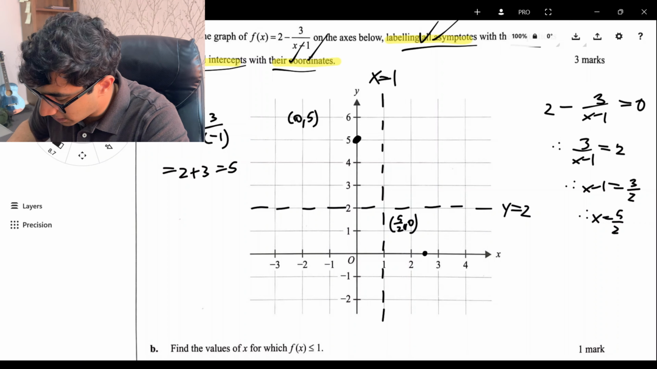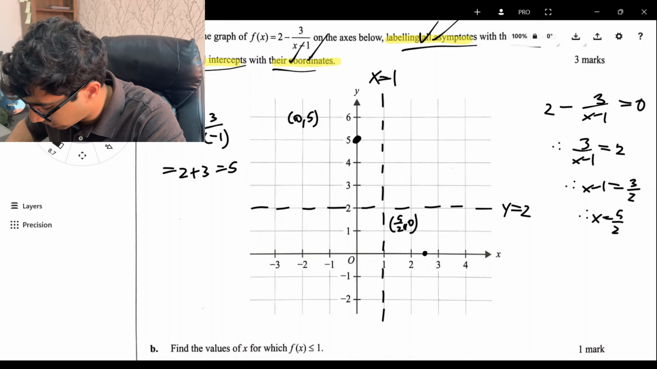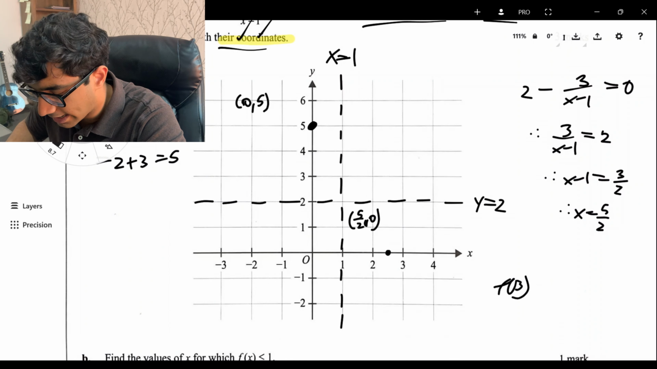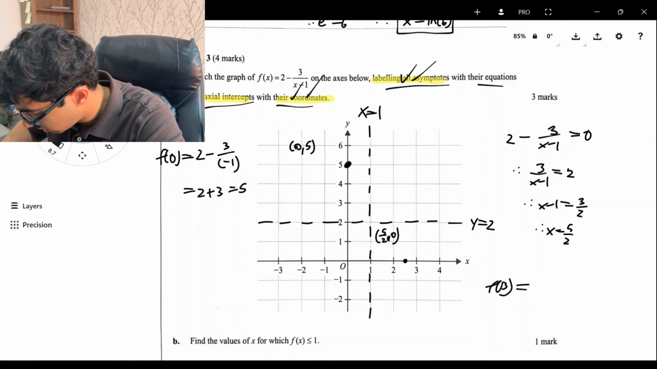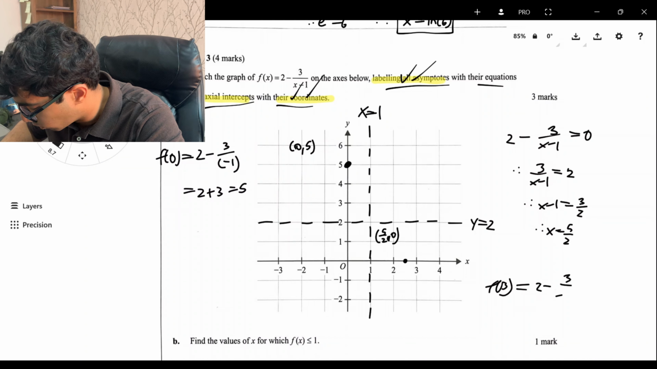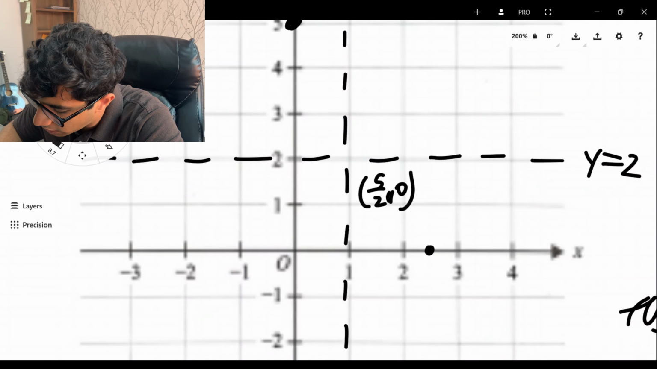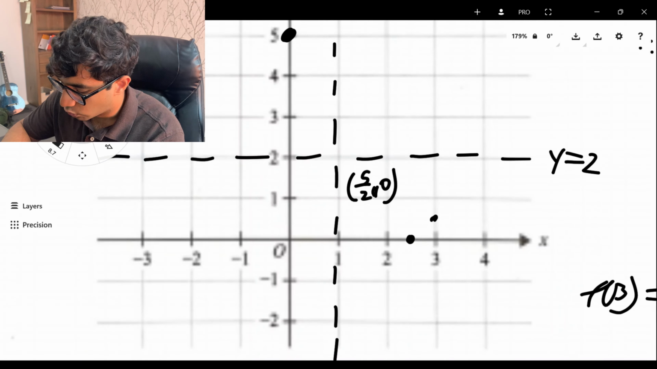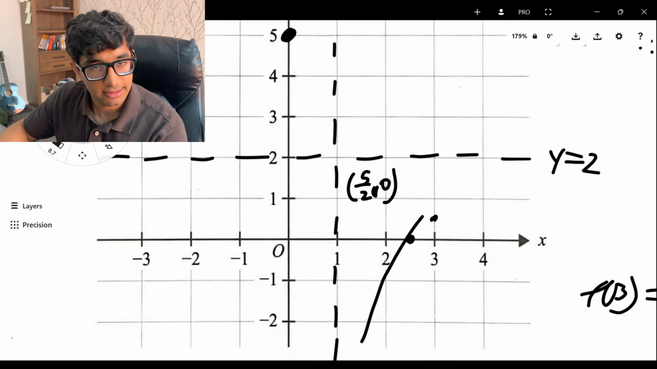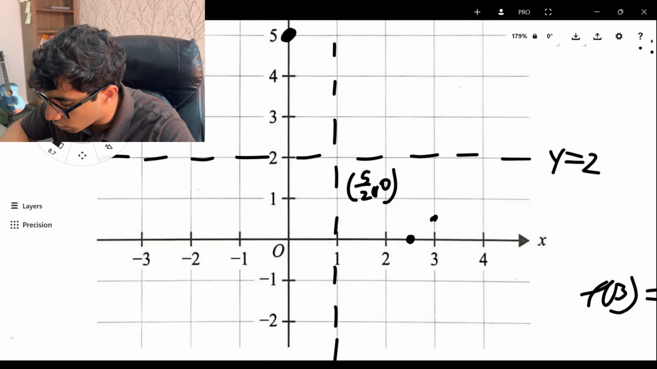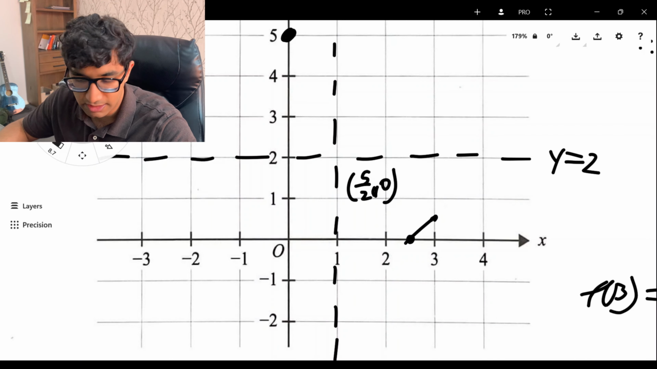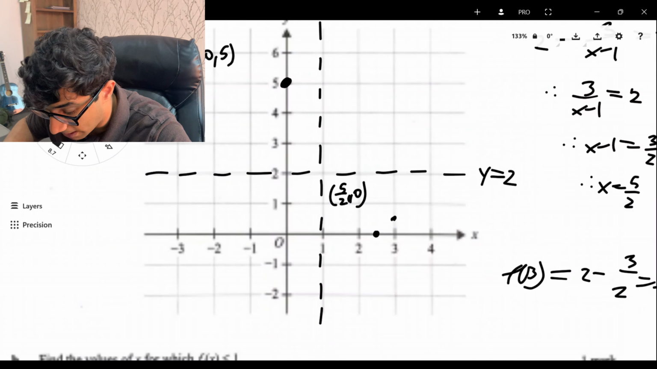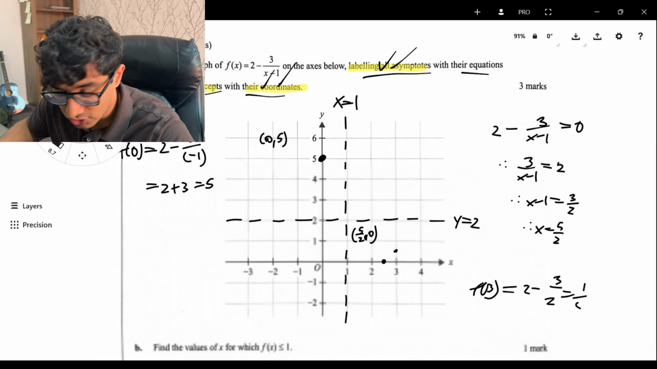So instead, what I'm going to do is sub in a few more points. For example, if I do f of 3, I get 2 minus 3 over 2, okay? Which is going to be 1/2. So I know that another point would be around here. So normally I would have drawn it like that, whereas now I have a little bit more precision because I know it's going to look something more like that, okay? And you can continue that process more and more as you wish.